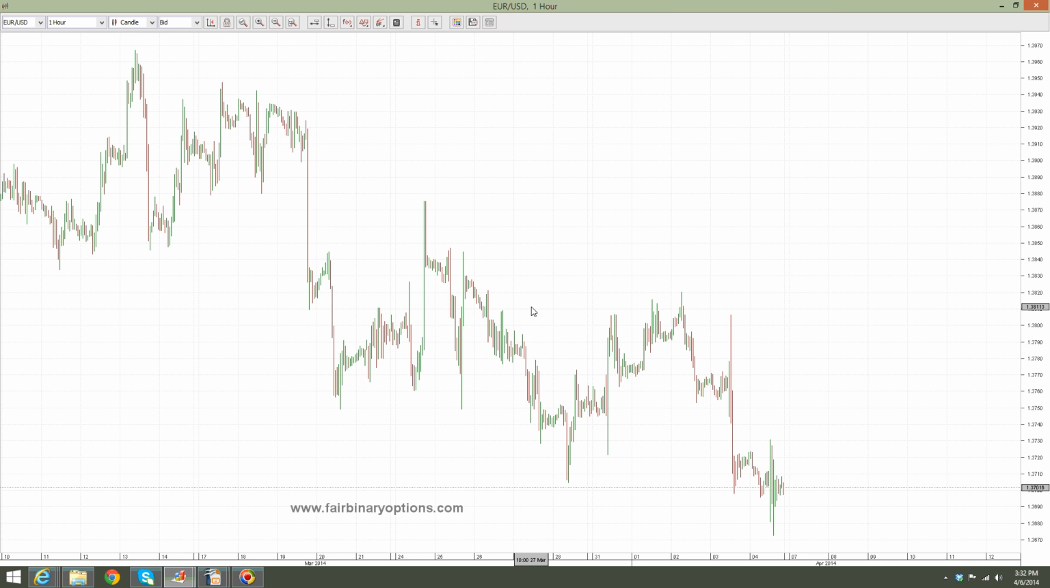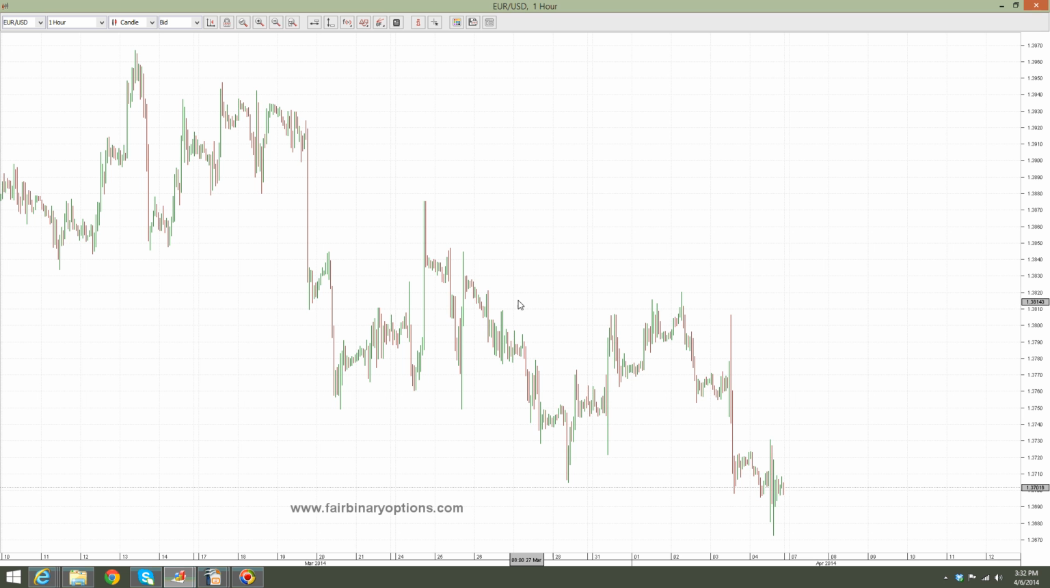Now this time we are going to talk about triangles as continuation patterns. In this case, the contracting triangles. And I would say that this is a classical example on the Euro-US dollar, the 1 hour chart, as things moved in the same way that they were supposed to do.